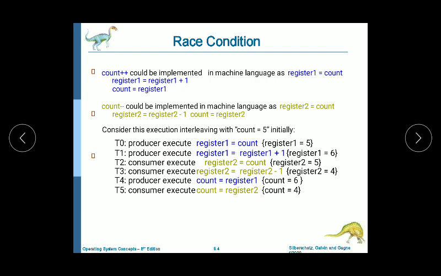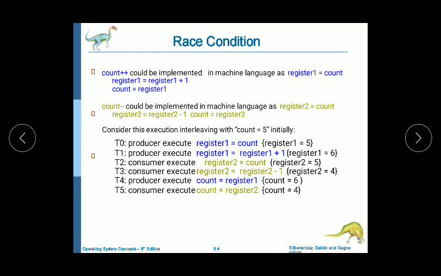Now let us consider the problem of this concurrent execution. According to the producer, the counter value is 6. According to the consumer, the counter value is 4. But actually we took the counter value as 5. Notice that we have arrived at an incorrect state. Counter is equal to 4, indicating that 4 buffers are full when in fact 5 buffers are full.